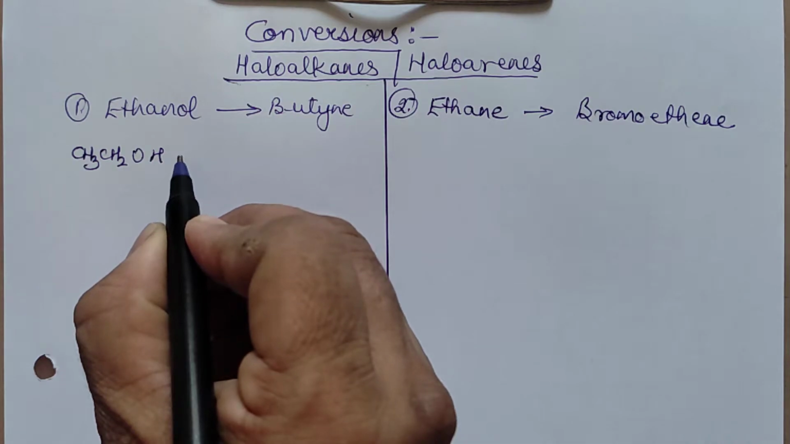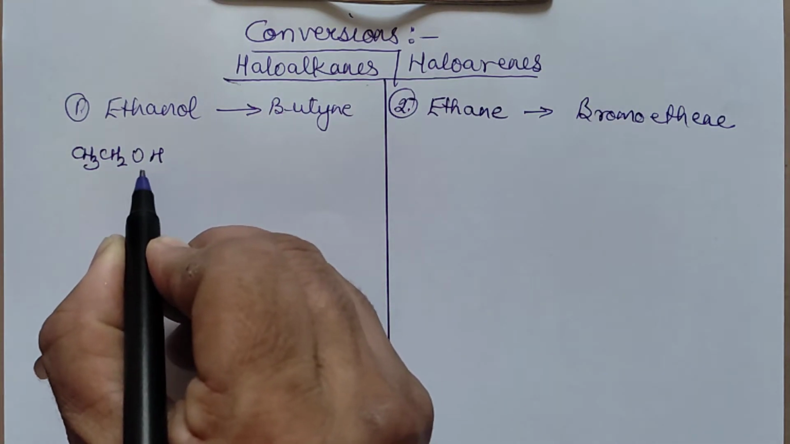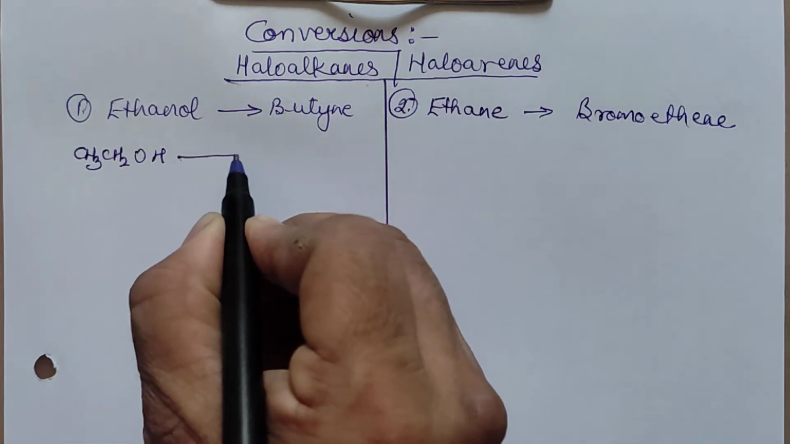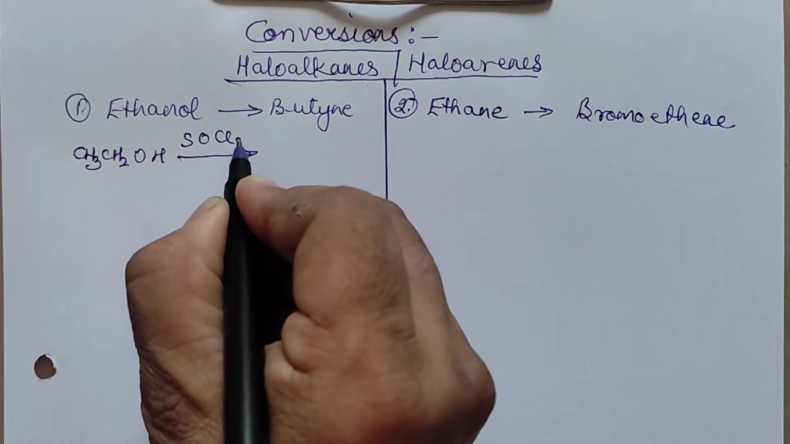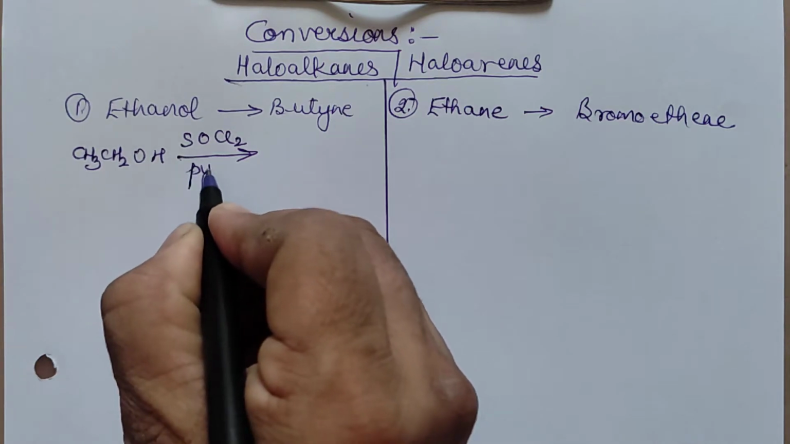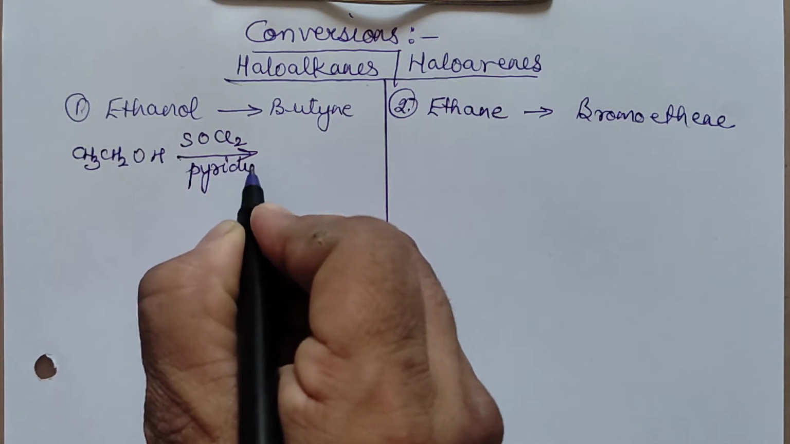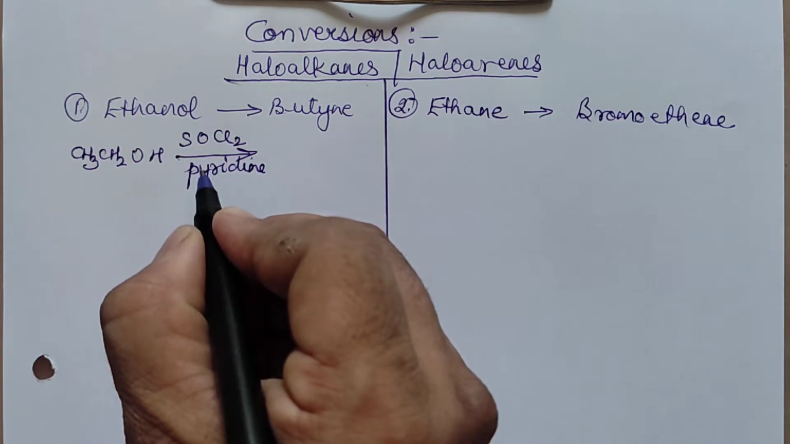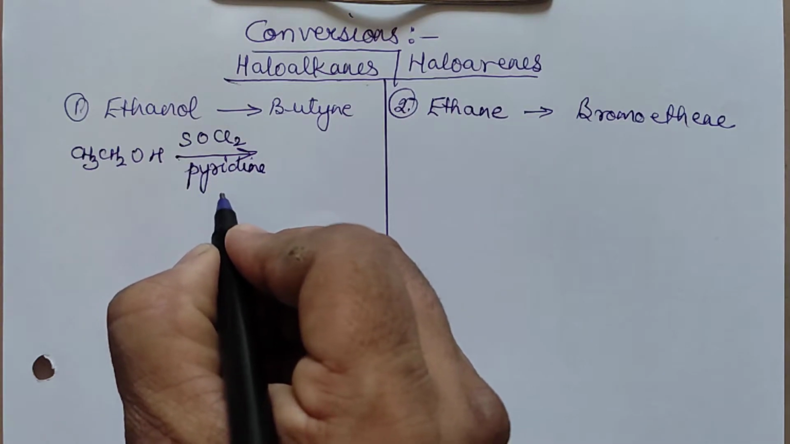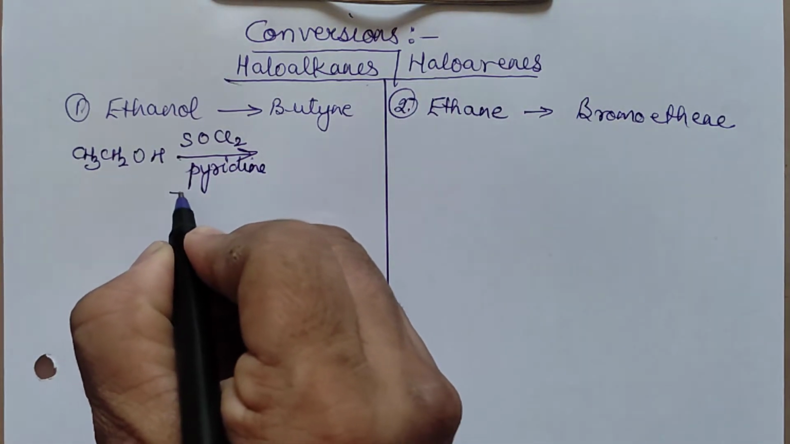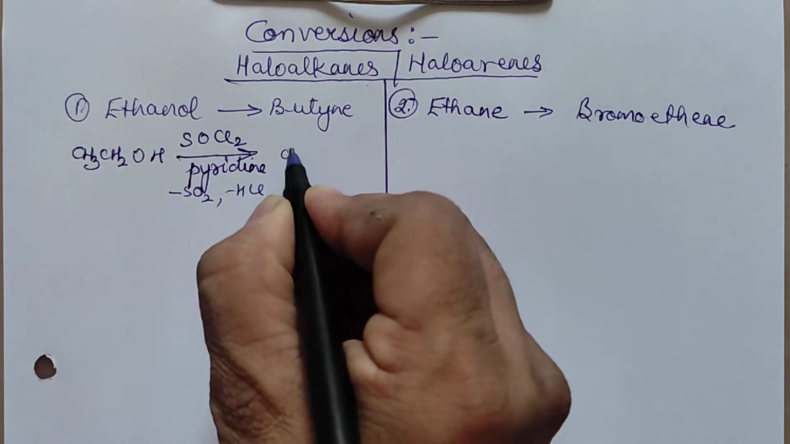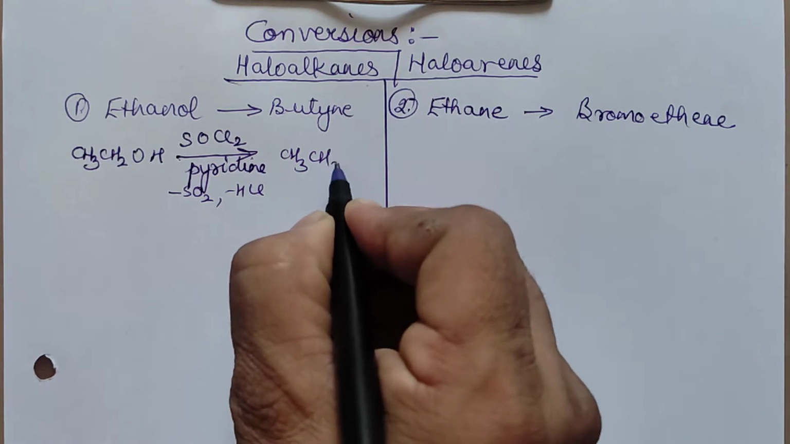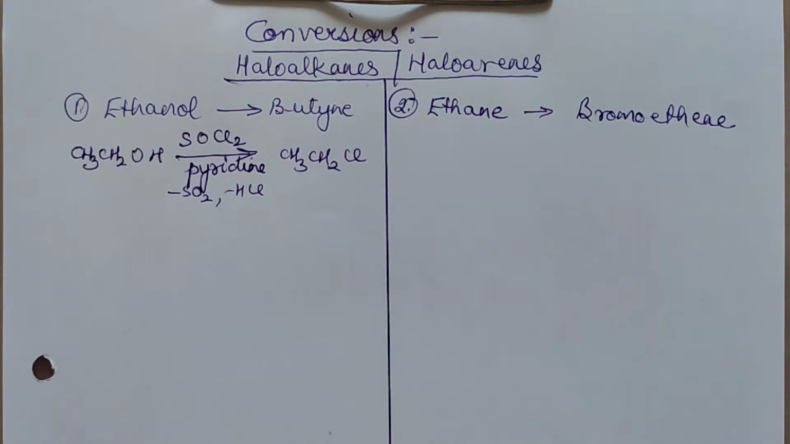So first, we need to include chlorine in it. That means we will react this ethanol with thionyl chloride. And whenever we use thionyl chloride, we have to use pyridine, because HCl is released, which is to be neutralized by the base pyridine. So you will have SO2 and HCl released. What you will get first is ethyl chloride, right?